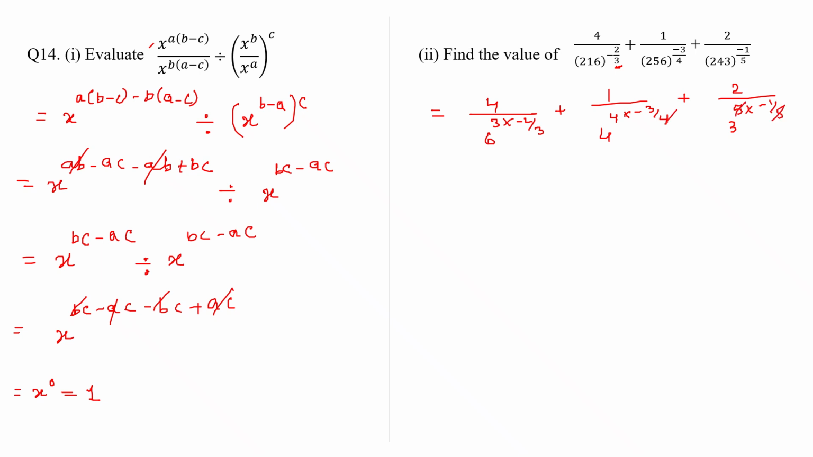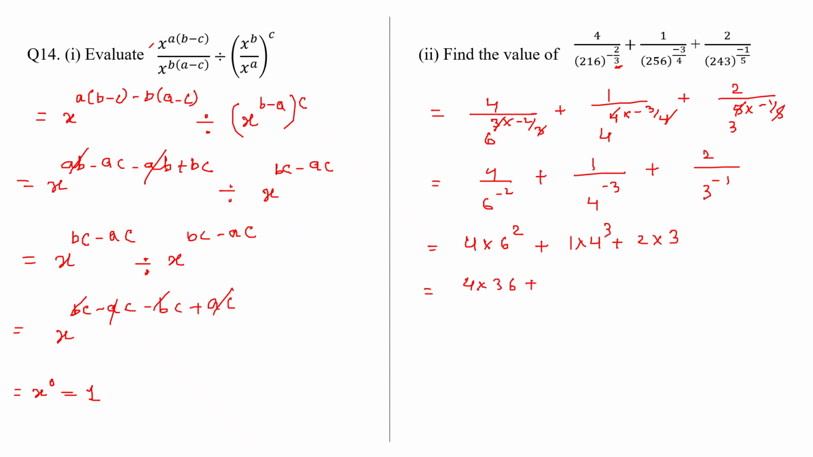Okay, now cancel. So you will be left with 4 by 6 to the power minus 2 plus 1 by 4 to the power minus 3 plus 2 by 3 to the power minus 1. Now see the denominator, it has negative exponent. So we have to write the reciprocal. So 4 into 6 square plus 1 into 4 cube plus 2 into 3. So 4 into 6 square, 4 into 36 plus 4 cube will give me 64 plus 6. 4 into 36 is 144, 64 plus 6 is 70. So here you will get 214 as the answer.